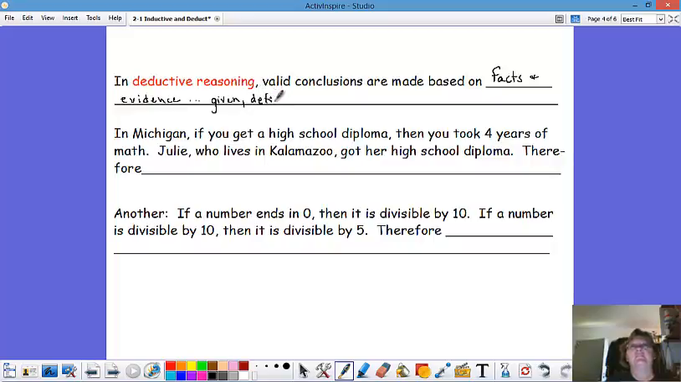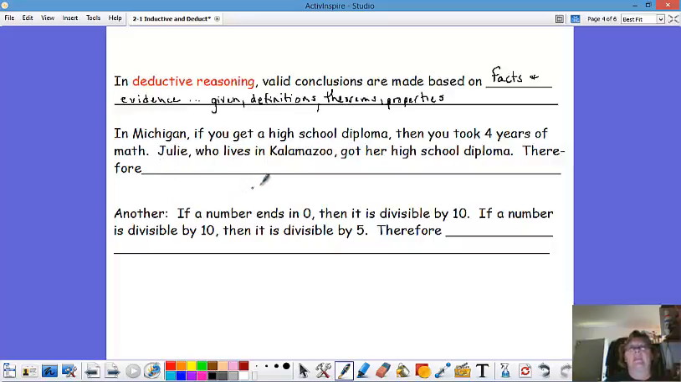definitions, theorems, properties. All of those are mathematical facts. Okay? So let's see if we can apply some deductive reasoning.